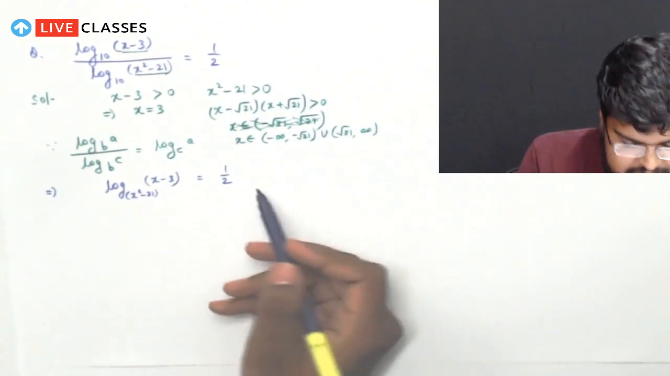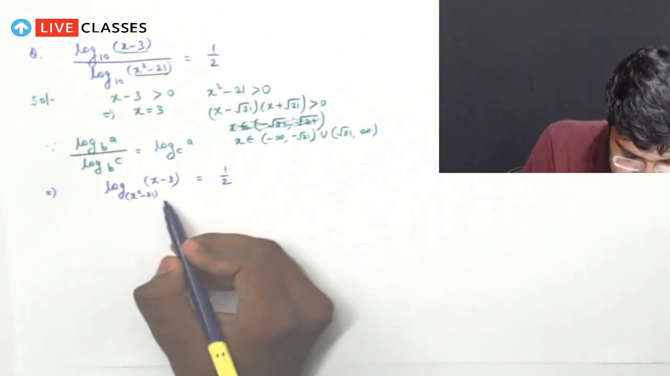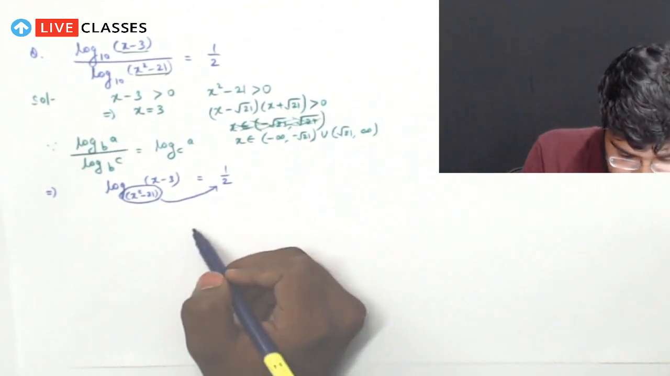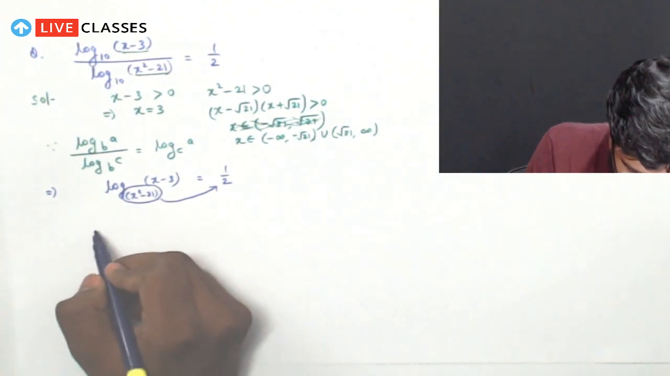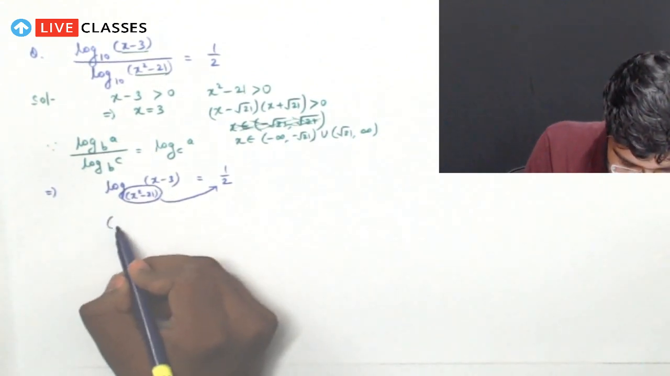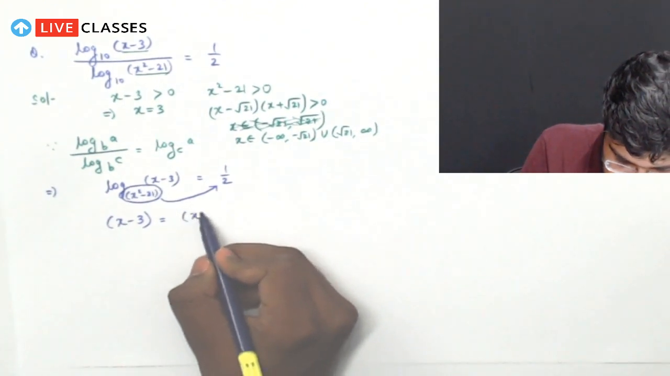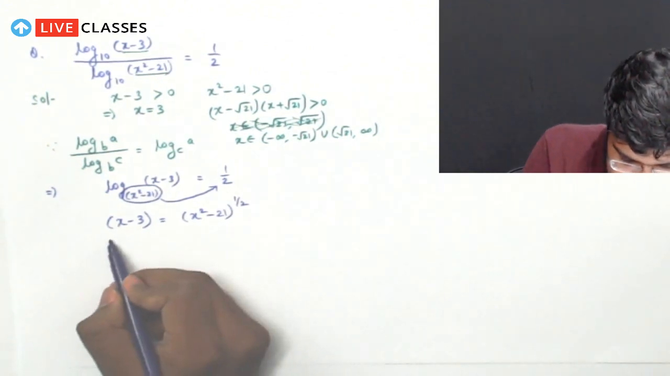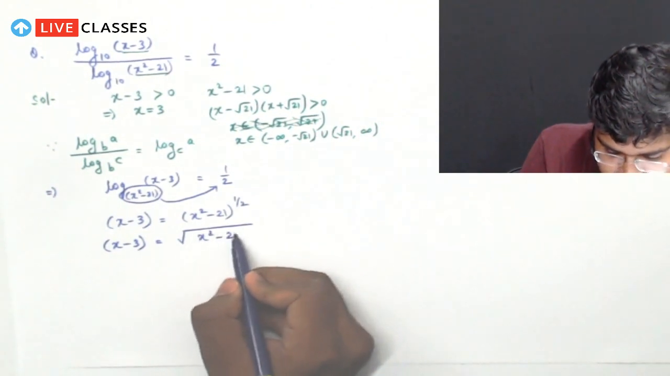All you have to do is simplify it in the usual way, and for that I can simply send this x square minus 21 to the other end. So this logarithmic equation would be rewritten as x minus 3 is equal to x square minus 21 whole raised to the power 1 by 2, or I can say that x minus 3 is equal to square root of x square minus 21.